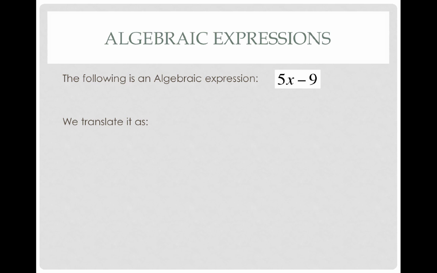So here we go, the following is an algebraic expression. Here I've got 5x minus 9. What does this mean? Well, if I translate this out, when we have two things right next to each other, that indicates multiplication. So I have a number, an unknown number, that's my x, multiplied by 5, then subtract 9. So we take away 9 from whatever 5 times our x is.